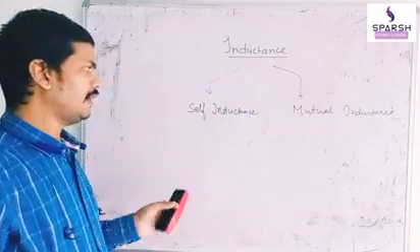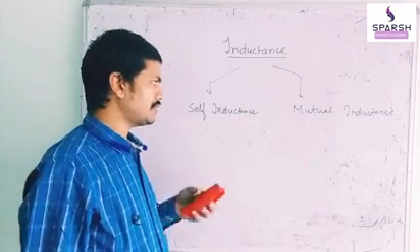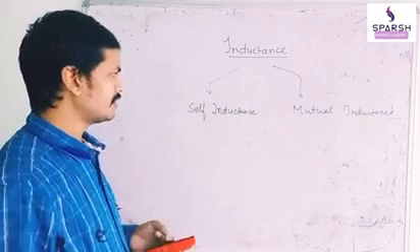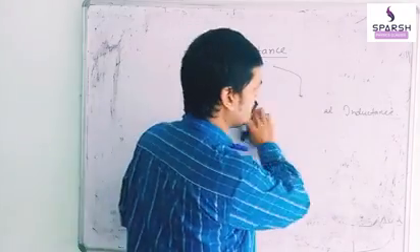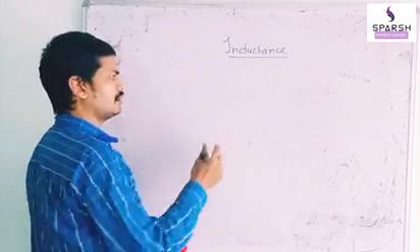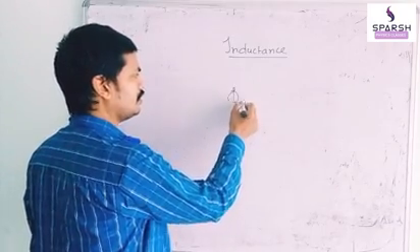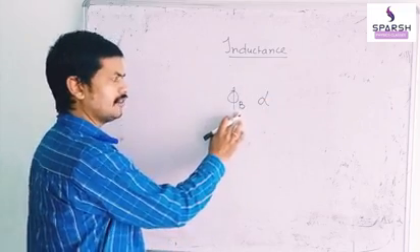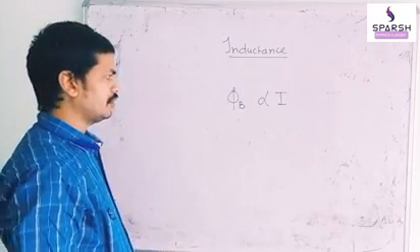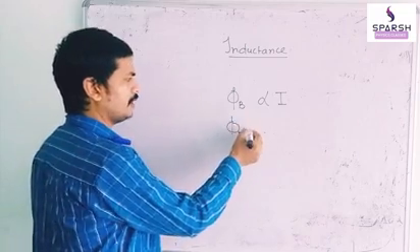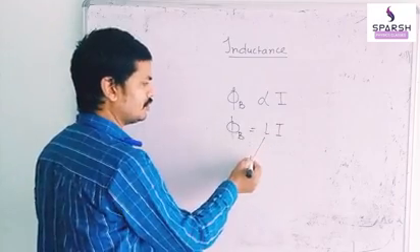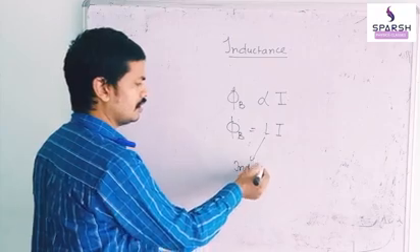Whenever the flux linked with a coil is changed with time, then an EMF is induced. This flux linked with the coil is directly proportional to the current which is flowing in the coil. So magnetic flux is directly proportional to current flowing through the coil. So phi B is equal to Li. A constant which is introduced here is known as inductance.